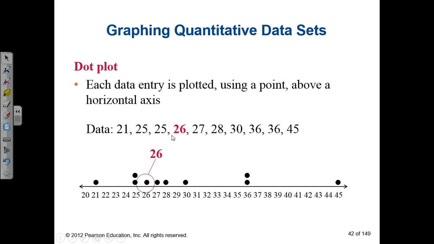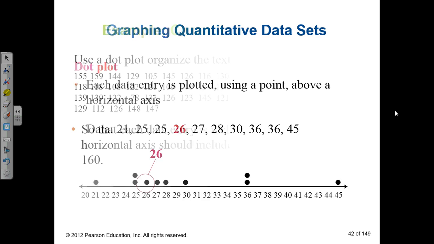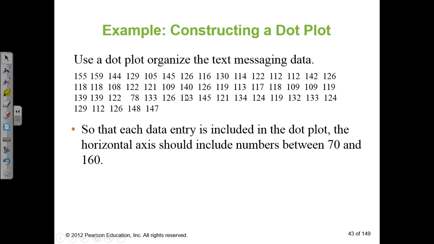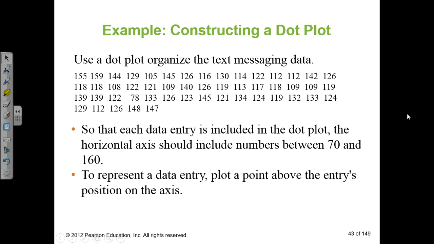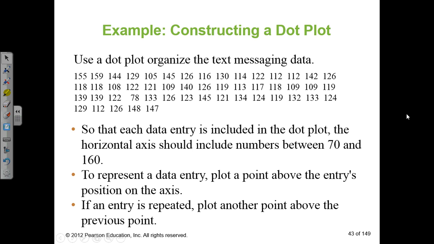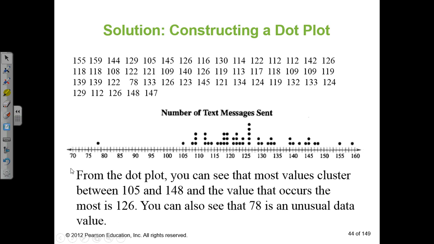A dot plot. Dot plot is not very common. I just want you to be aware that it exists. You put a dot down for each of the values. 21, there's the 21. You have two 25s, and there's the 26. If we wanted to do the same data set and use a dot plot, we would put the entries, we would put the vertical count by 5s, and put a dot down where each of these values go. Kind of gives us a picture of where the majority of the data lies.